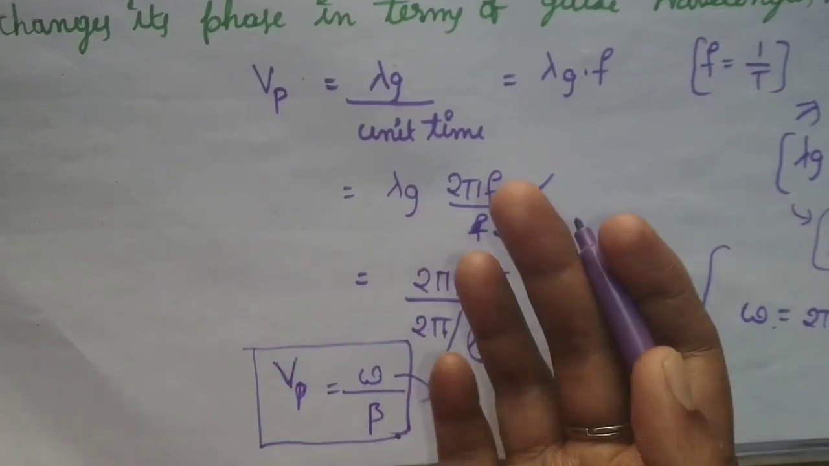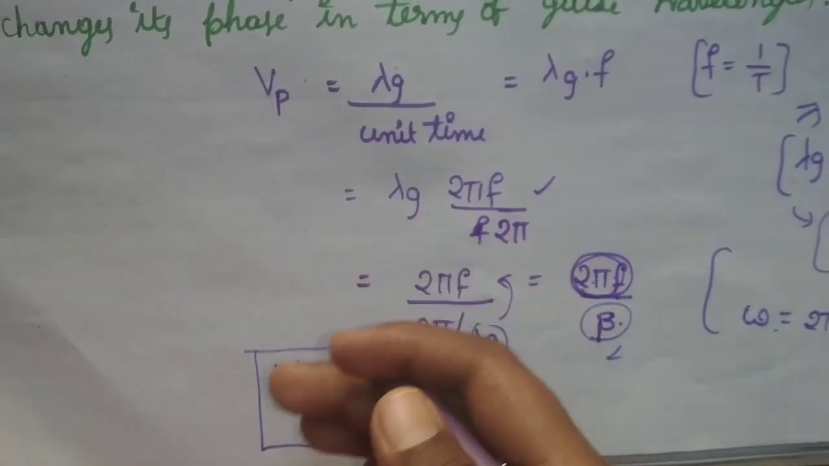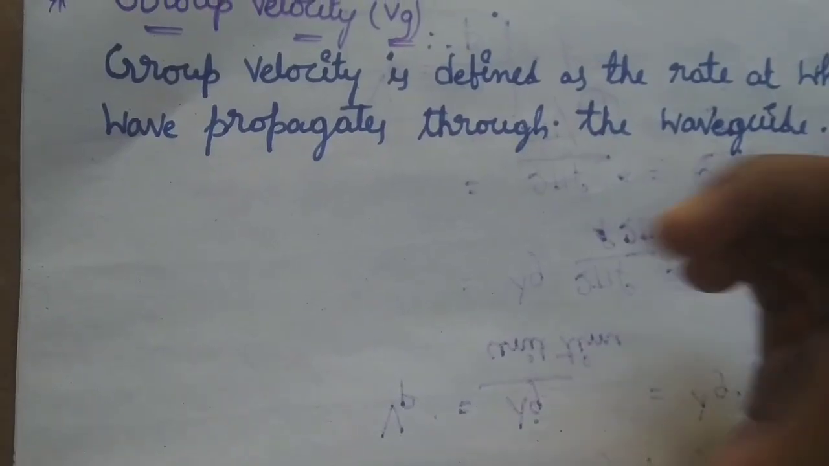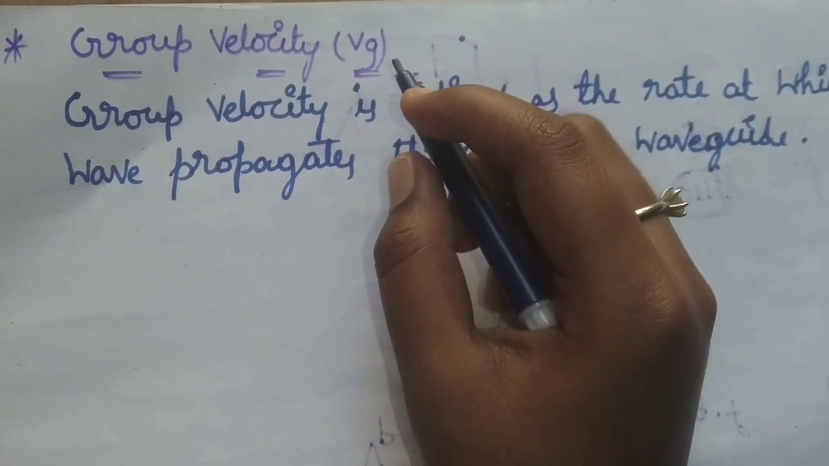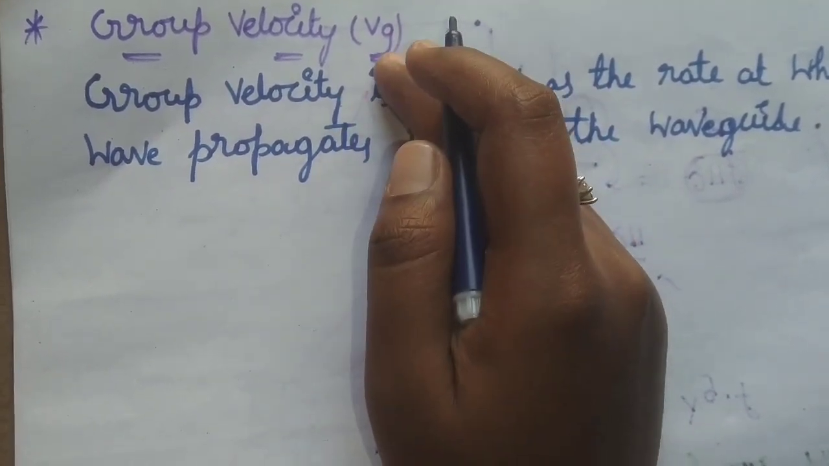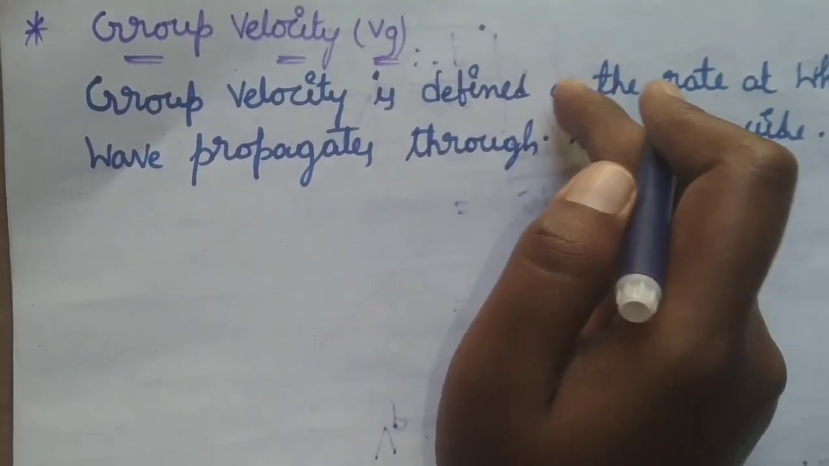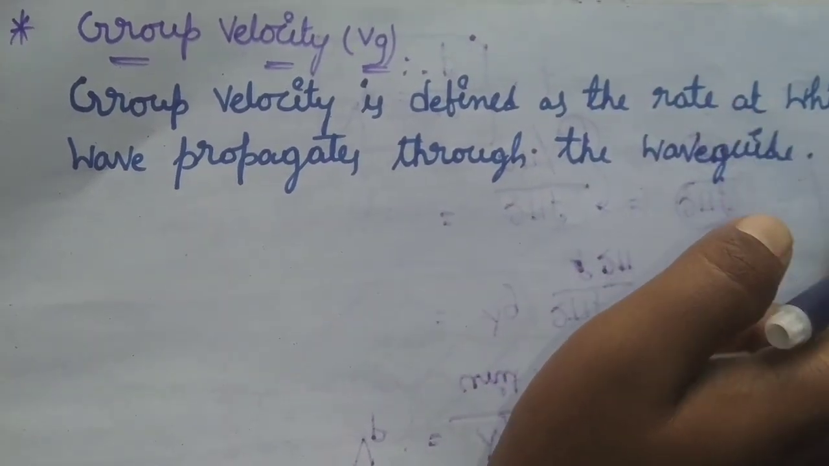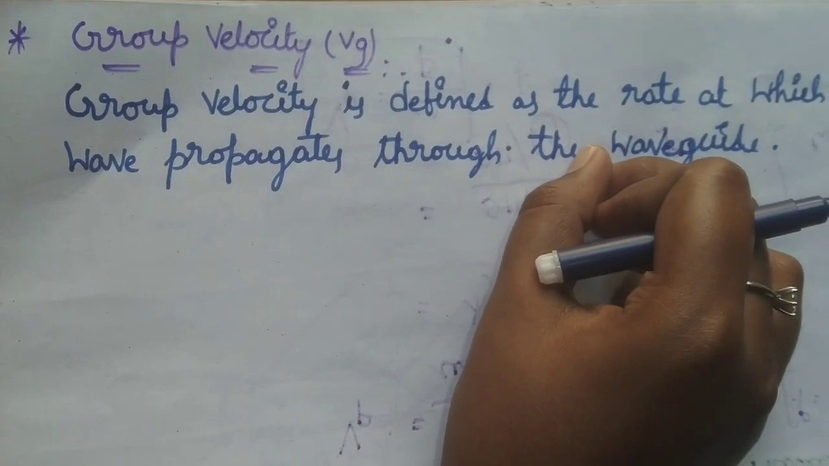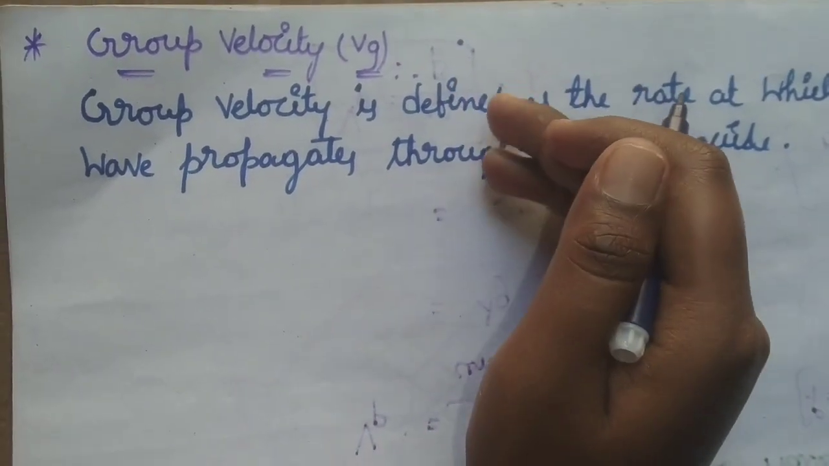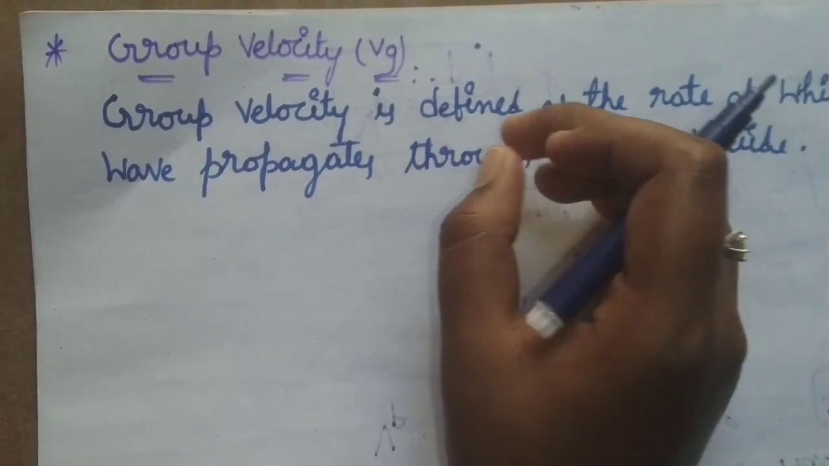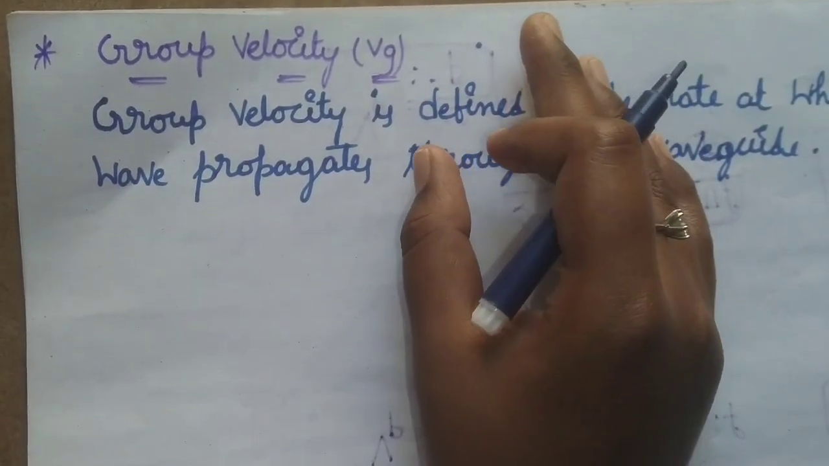We have another expression for phase velocity also, which we will see now. The other one is group velocity. Group velocity is represented with the letter Vg. The definition of group velocity is the rate at which the wave propagates through the waveguide. So this is the simple definition of group velocity.